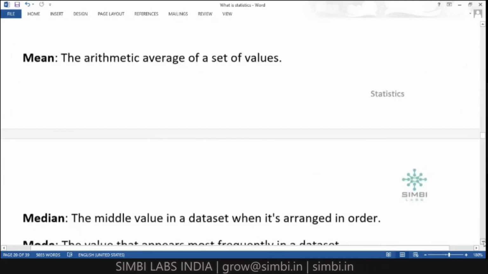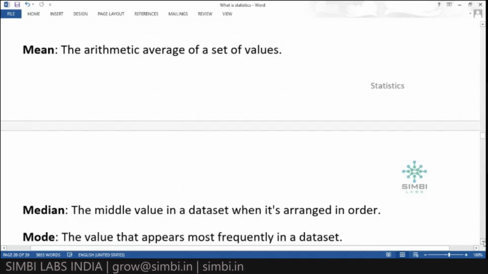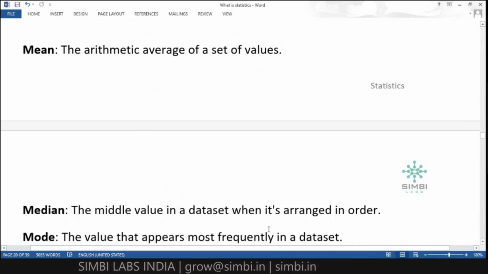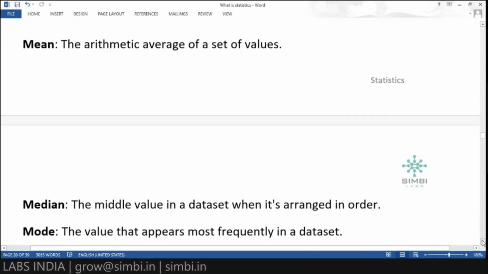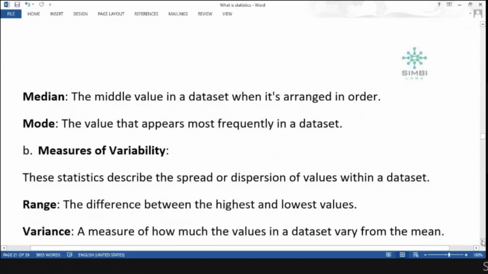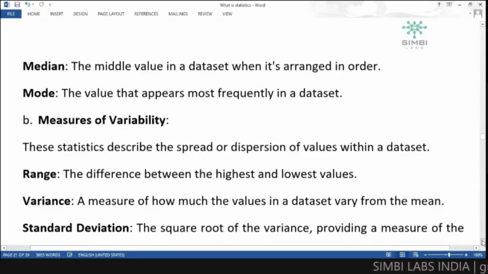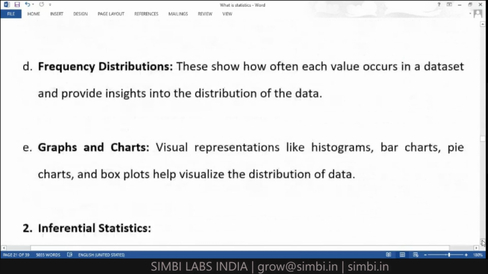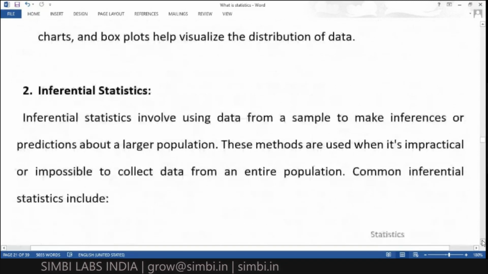Mean means the arithmetic average of a set of values. Another name for mean is average. So we need to calculate the average by following the arithmetic formula. Median means the middle value of the data set. And mode means the value that appears most frequently. In central tendency, we are going to learn about mean, mode and median.